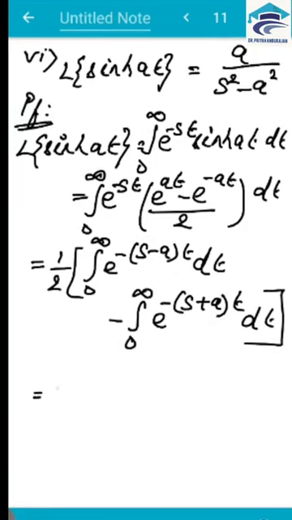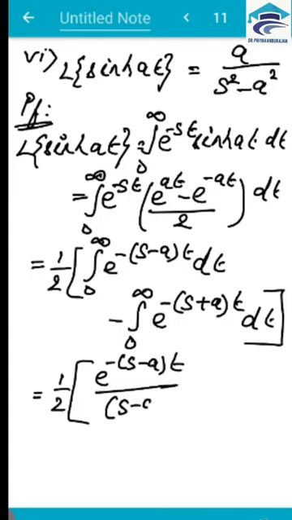Let us integrate this. This is equal to 1 by 2 into e power minus s minus a into t by s minus a, with a negative sign, from 0 to infinity, minus e power minus s plus a into t by s plus a, and you do have a negative sign for the integration, from 0 to infinity. Looking at the upper limit, if you substitute the upper limit, this will become e power minus infinity, which is obviously 0. The lower limit is 0, so you will be getting 1.